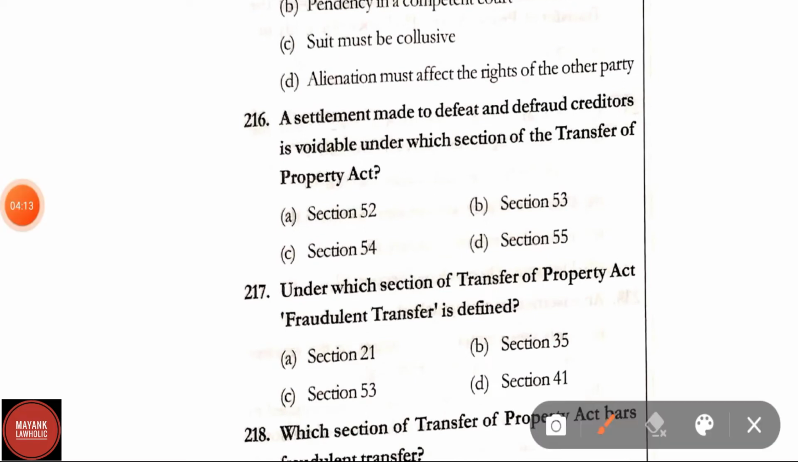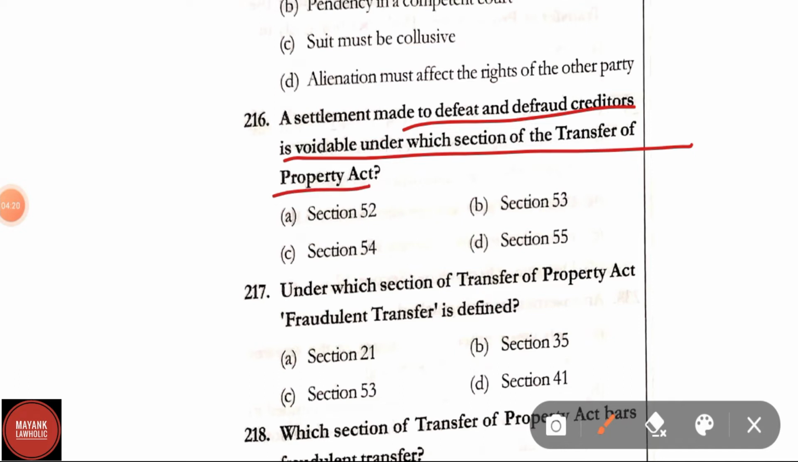Question number 216. A settlement made to defeat and defraud creditors is voidable under which section of TPA? Options are section 52, 53, 54, 55. Correct answer is option B, that is section 53.